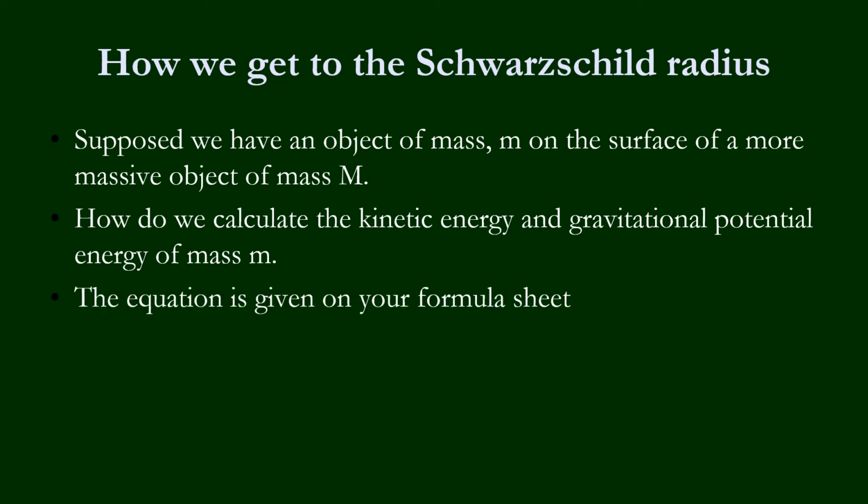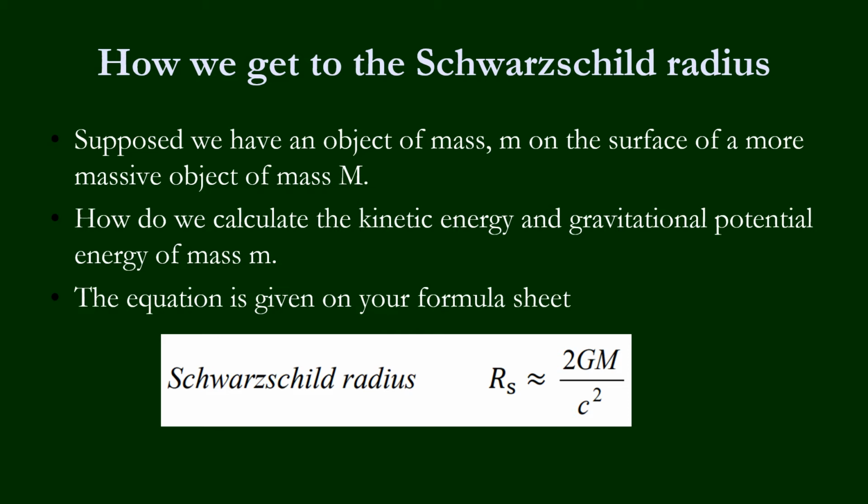It's given to you on your formula sheet, as I said, as R_S is equal to 2GM over c squared. G is the gravitational constant, that's on your formula sheet. M would be the mass of the black hole. So in questions you'll be given the mass, so it might say it could be 20 solar masses. c is the speed of light, squared. Obviously R_S is the Schwarzschild radius. So it's on your formula sheet, but we'll talk about how we get to it over the next couple of slides.